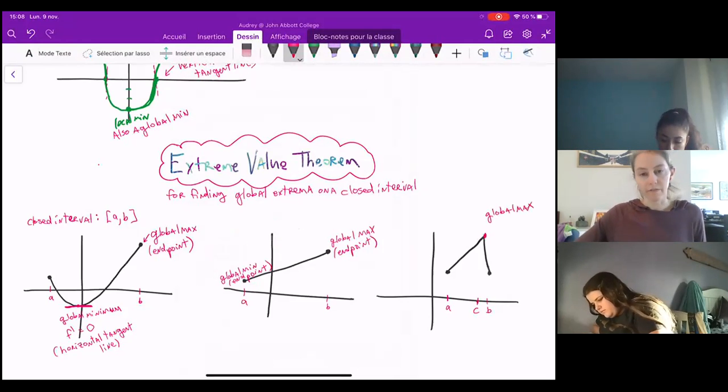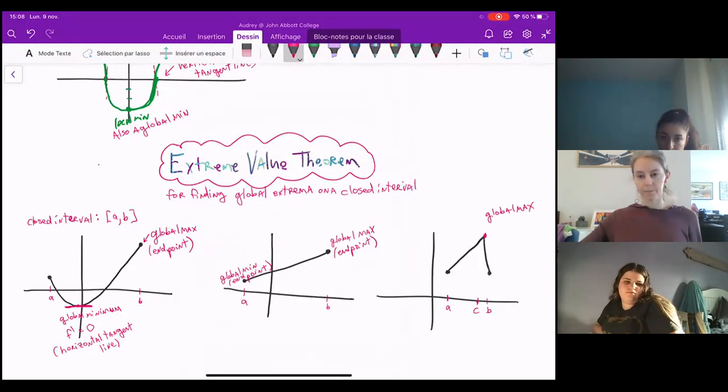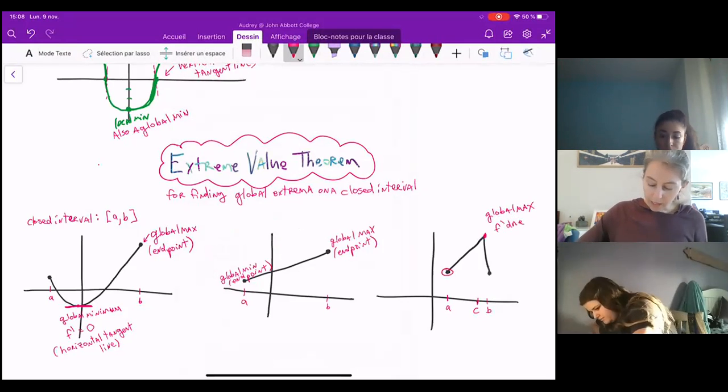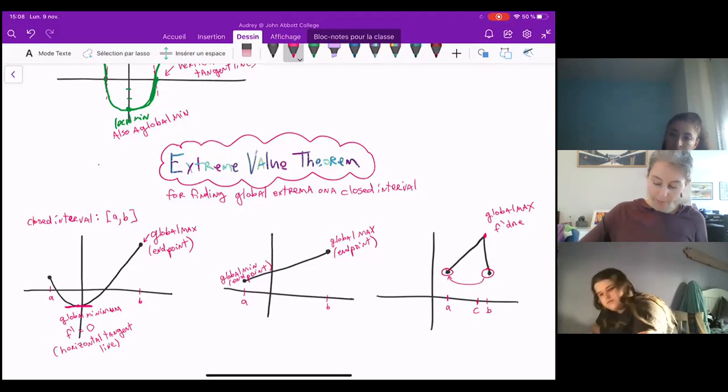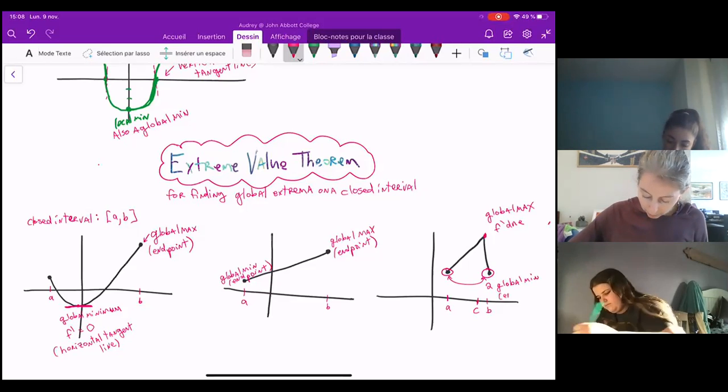What is the derivative at that value? What is the derivative at my global max? A corner thing going on. You got it, it doesn't exist. So here f prime does not exist. Now here, these y values are the same. So here we actually have two global min because the y values are the same for both of them, and those occur at endpoints.